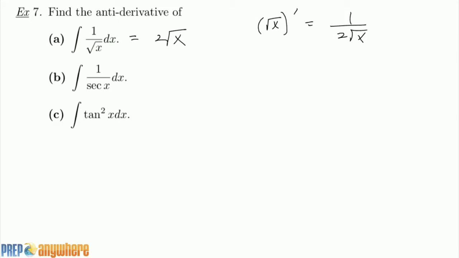So it's square root of x, but you times it by 2 because just the derivative of square root of x will generate a half, right? So to compensate for this half, you have to multiply by 2.